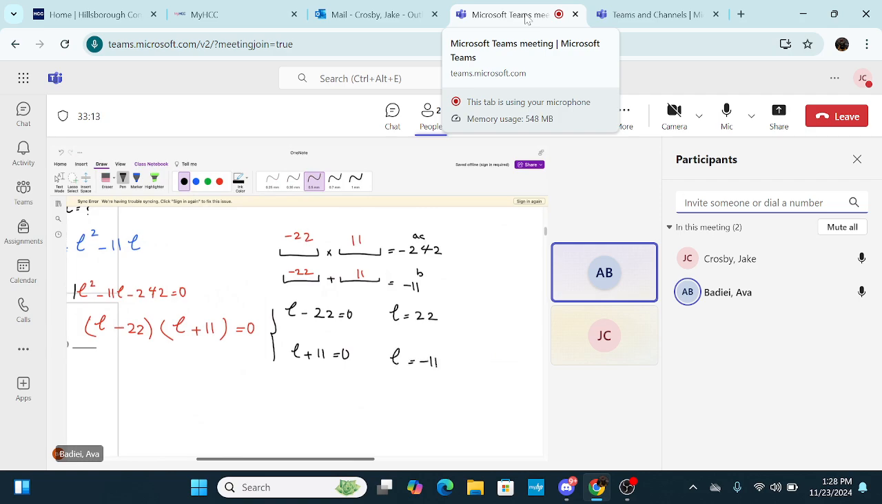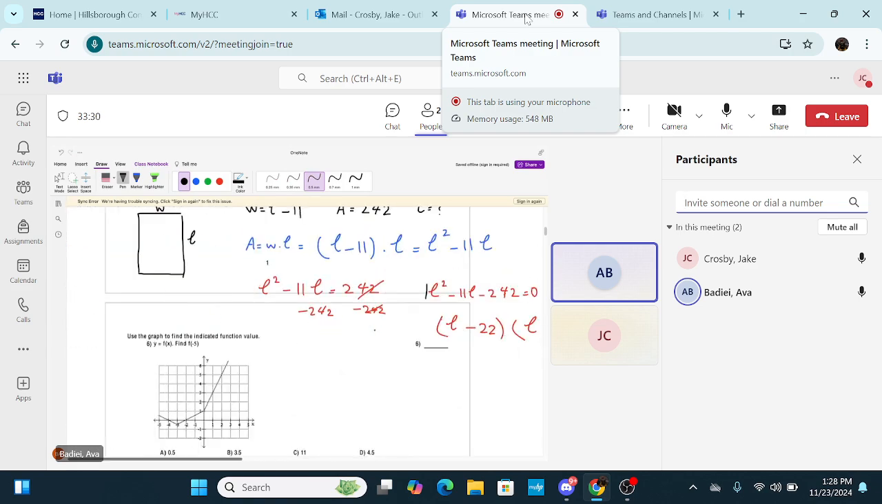Now we are saying that L is length here. Which one of these values do you think makes sense for length? 22. That's it. We can't have a negative number as the length, so this one goes away. The length is equal to 22.